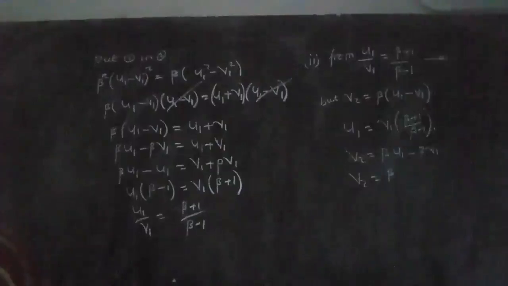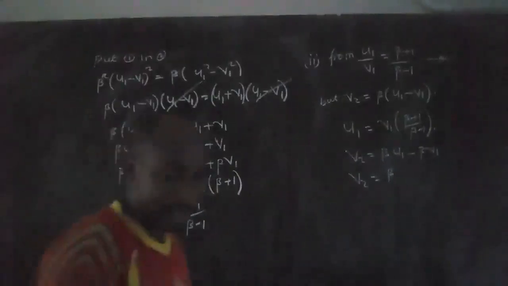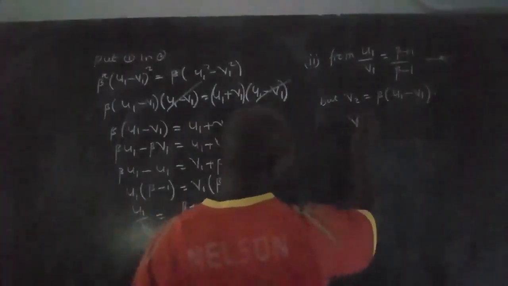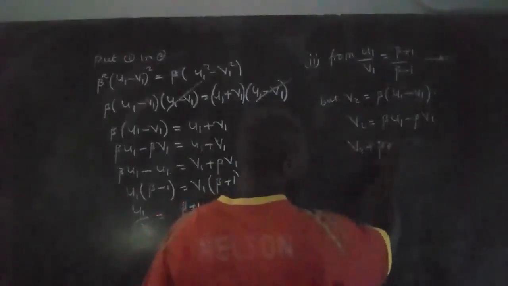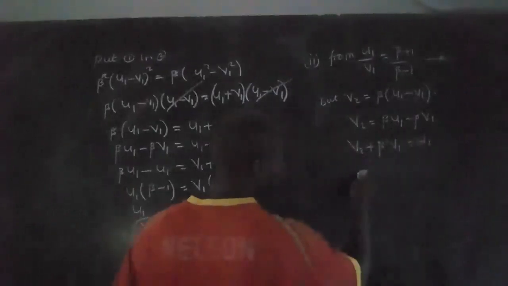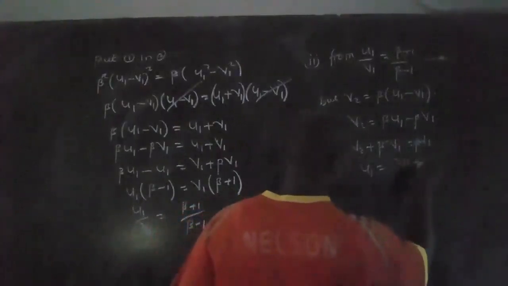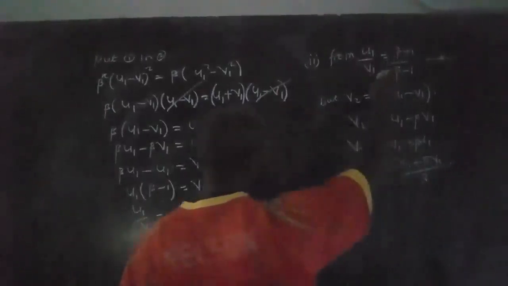Then all else we can substitute from equation 1. v2 is equal to beta into u1 minus v1, okay? We can open the brackets here and make u1 the subject of formula. So v2 will become beta u1 minus beta v1. So this one comes here, v2 plus beta v1 should give us beta u1. So meaning that our u1 will become v2 plus beta v1 over beta. So putting this one there, okay?